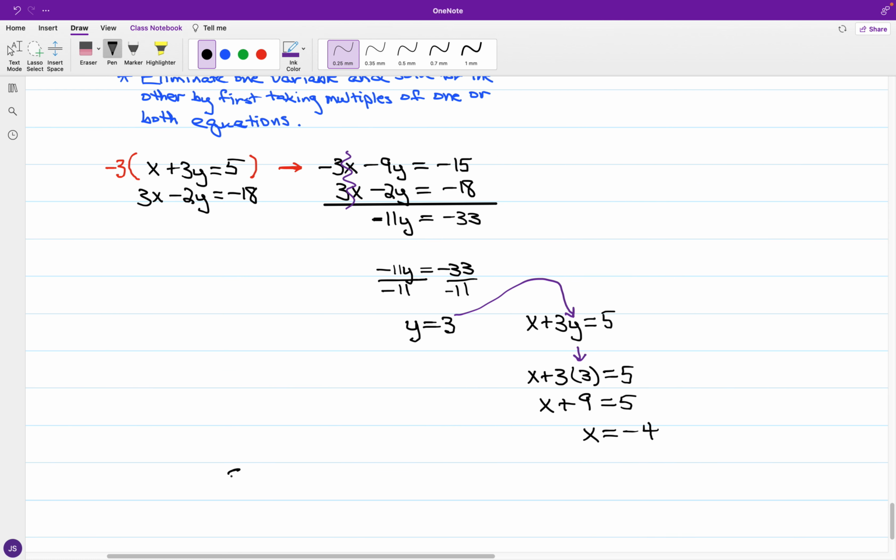Okay, so for that solution, we have x is equal to negative 4 and y is equal to 3. And again, as an ordered pair, that is just going to be one solution point.